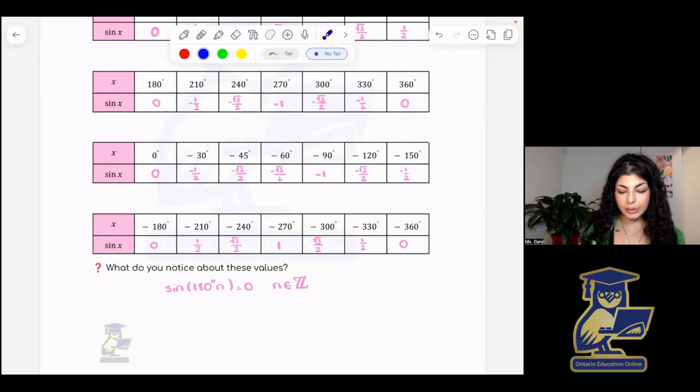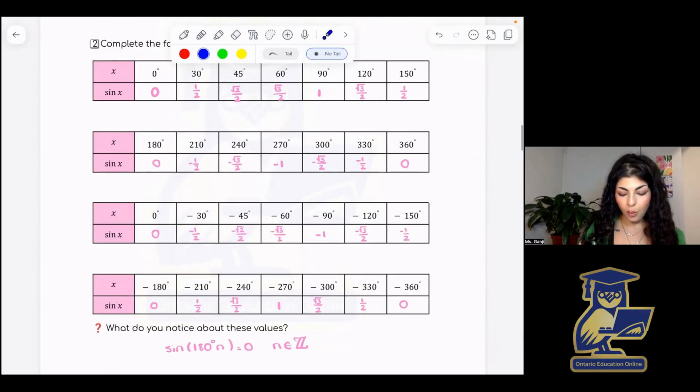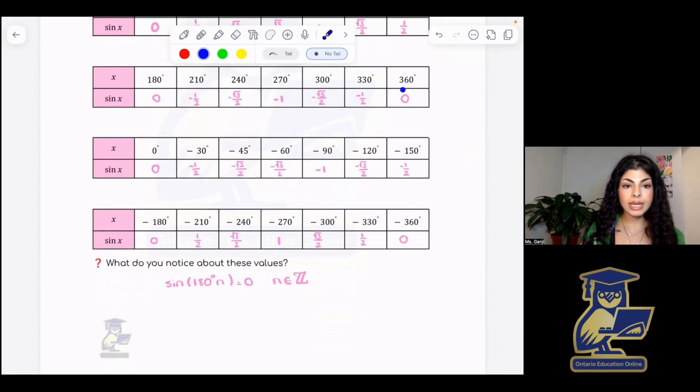When n is equal to 0, we have 0 degrees. When n is 2, we have 360. When n is negative 2, we have negative 360 degrees. And all values of n in this case will result in a 0 here for us. And so we can consider this as the halfway point of our cycle. So we will always have an x-intercept there.